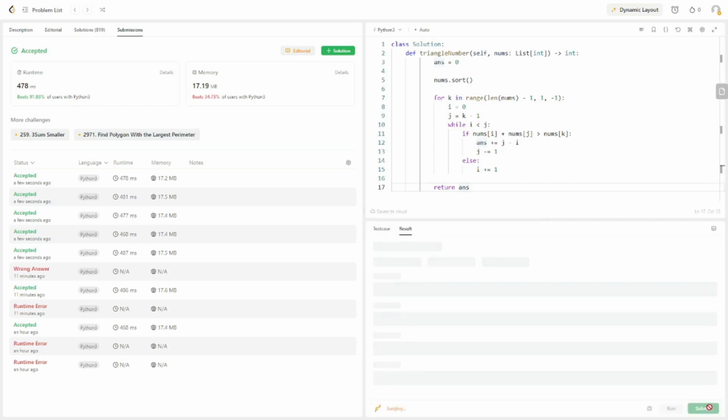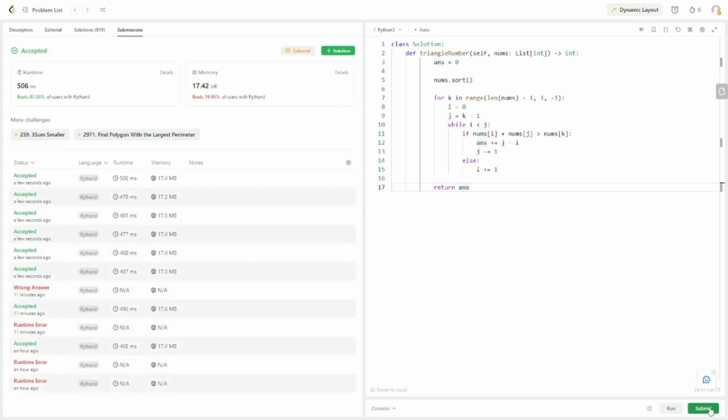So the space complexity is O(1) because it uses a constant amount of extra space to store the variables i, j, k. That's it for this problem.